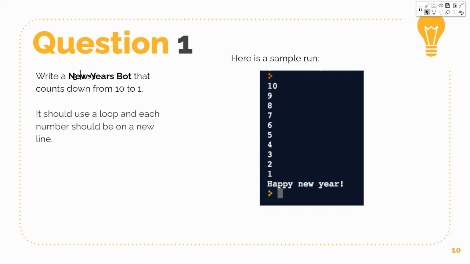So we're going to have this New Year's bot that counts down. It counts down from 10 to 1, then says Happy New Year. We're going to use a loop. So the only requirements here, other than counting, is that we're using a loop, and each number should be on a new line. And we already saw in the other example that that's kind of automatic.